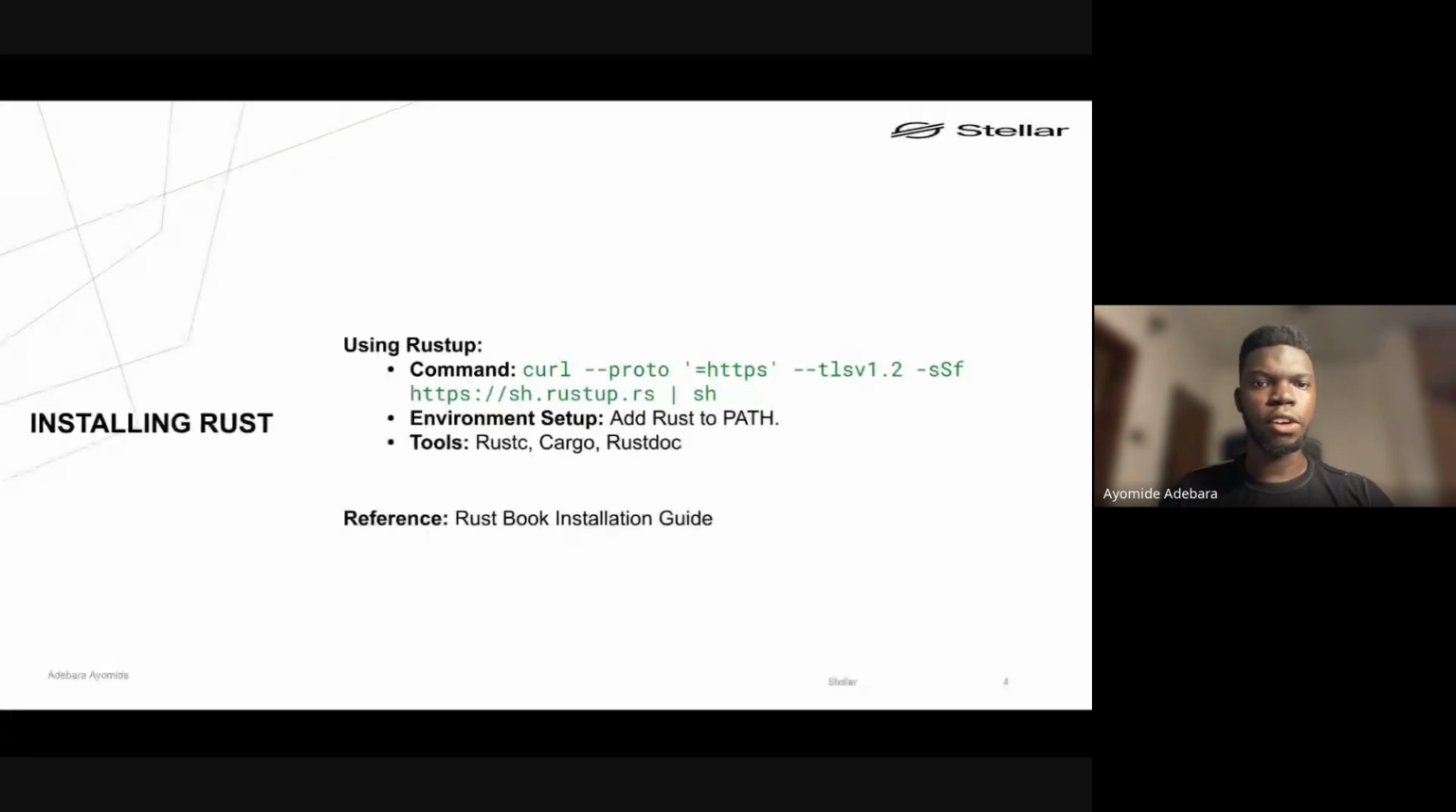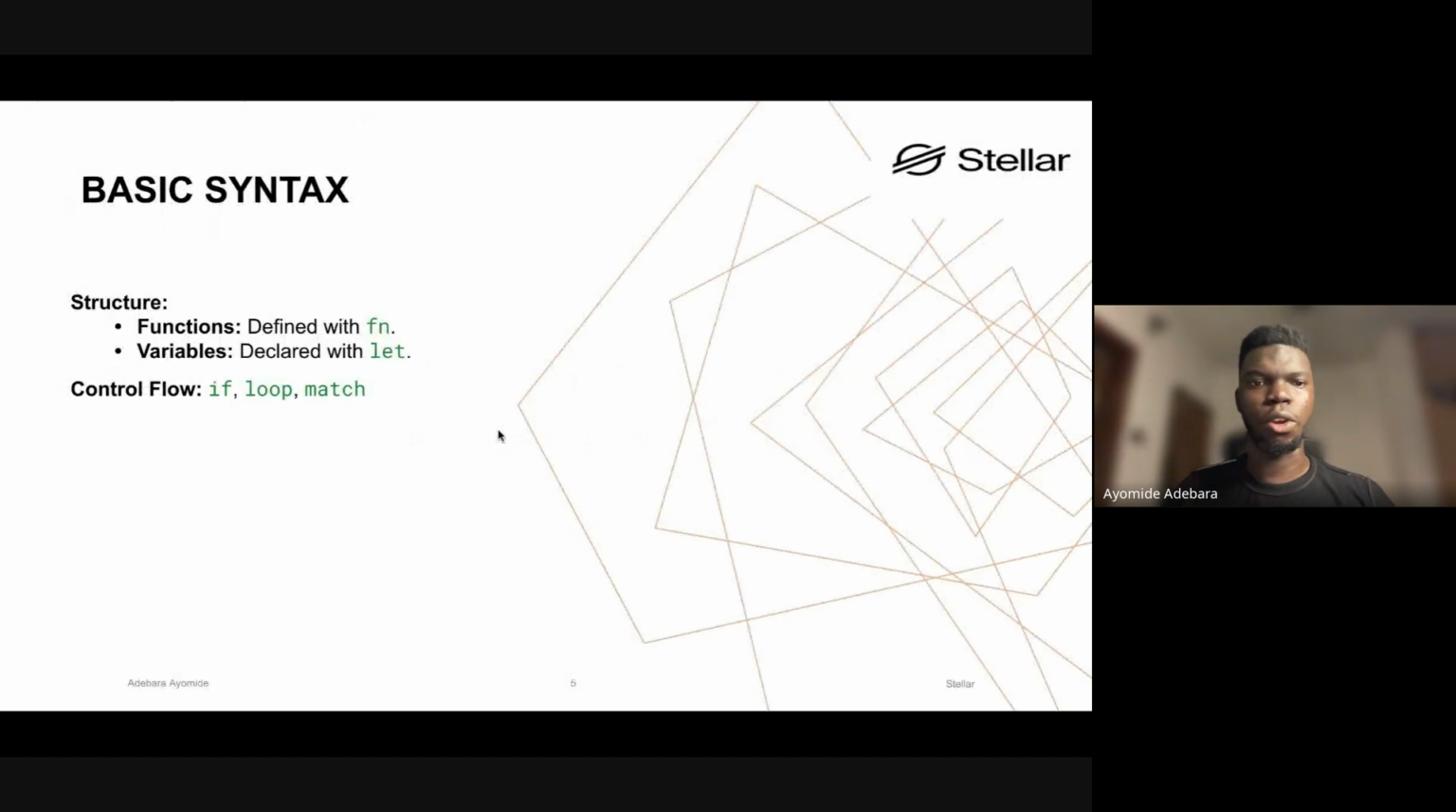So since the majority of the class now have it installed, we will then talk about the basic syntax. To declare a function in Rust, you use what we call fn. To declare a variable, you use let. I'm sure those who are familiar with languages like JavaScript understand let, as it is used in JavaScript to declare a variable. But in Rust, you also use let to declare a variable.